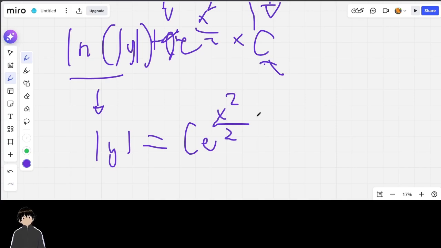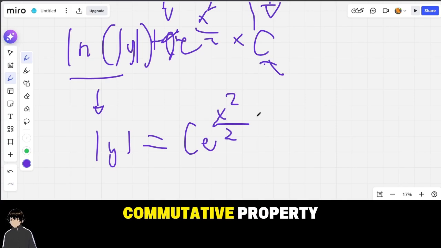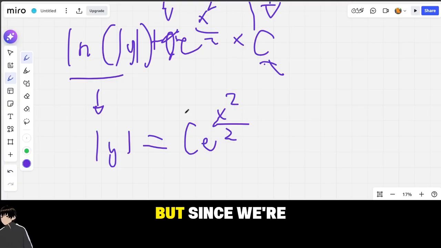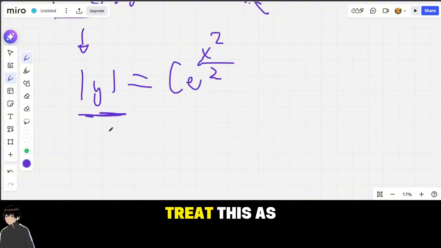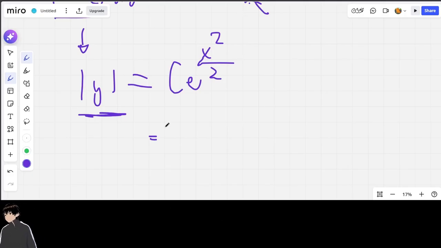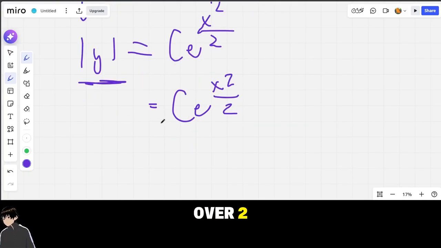Okay. I don't exactly know why there is a commutative property, but since we got an absolute value, we have to treat this as two equations. So we have c e. The first equation is constant times e to the power of x squared over 2, and then negative c e to the x squared over 2.